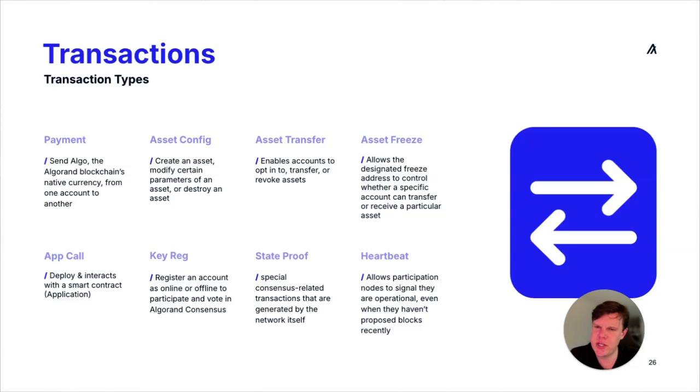And these last three transactions here, key registration, state proofs, and heartbeat transactions, are related to how the network operates. Key registration transactions allow you to bring an account online. So it registers the account as online to participate in consensus. State proof transactions are used to keep the history of the blockchain secure. And heartbeat transactions allow participation nodes in the network to signal that they're healthy and functioning normally.